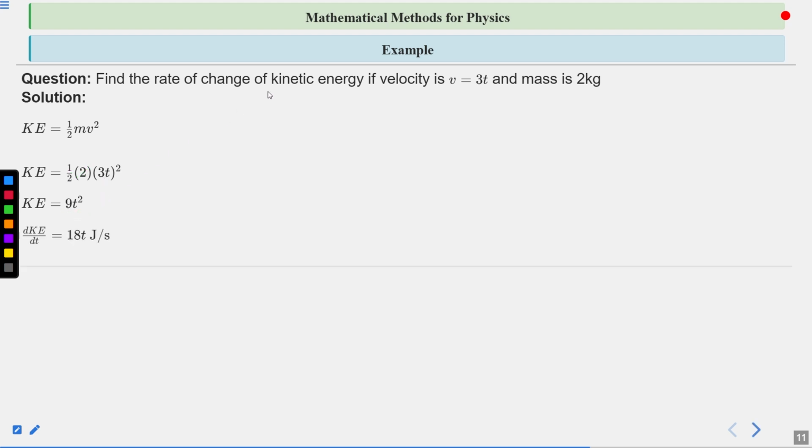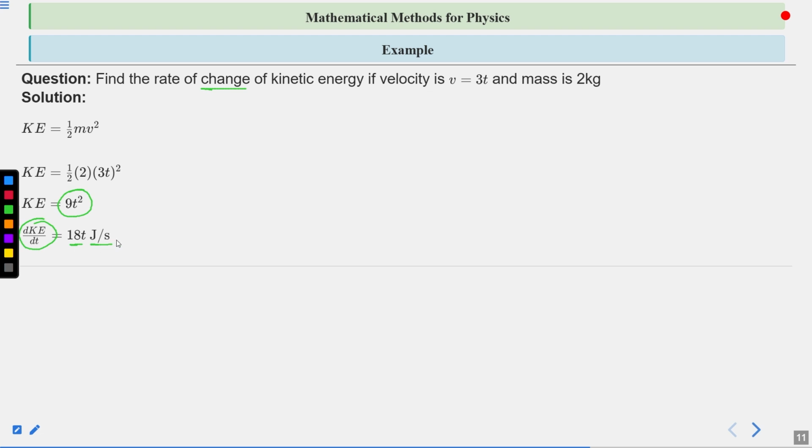Now here we have to find out the rate of change of kinetic energy. So what is the rate of change of kinetic energy? It means d kinetic energy divided by dt. So what is the kinetic energy? 9t square. So here the derivative of t square is what? It will be 2t. Yes or no? It will be 2t. So it becomes 18t joule per second.